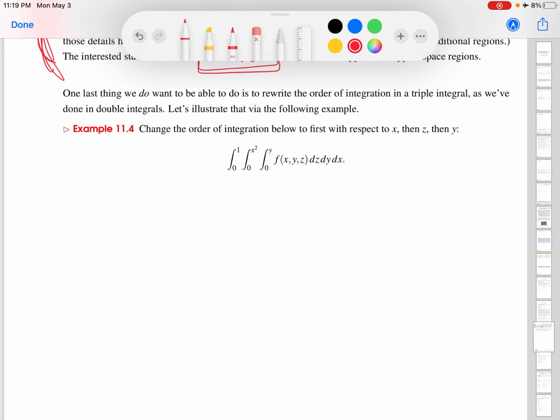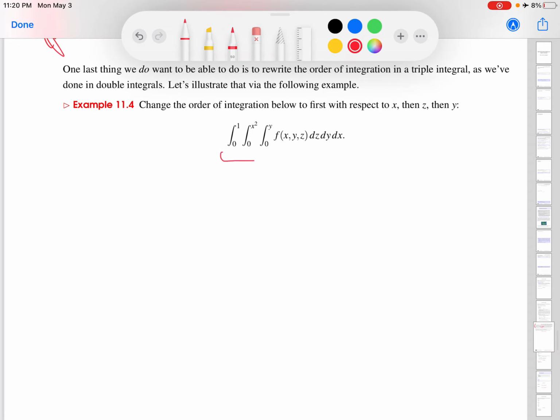The last thing I do want to emphasize and make sure that we can do, and we've done this in a few places already, is continue practicing the skill of changing the order of integration. Remember when we talked about this way back, when we were just starting to talk about double integrals over rectangular regions, we learned that you could integrate in either order. First with respect to x, then with respect to y. As things have gotten more complex, the changing of the order of integration has gotten more complex.